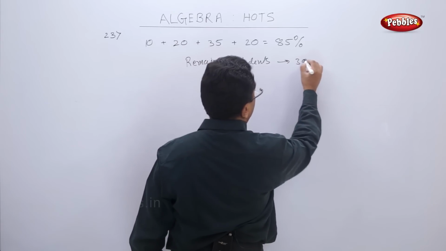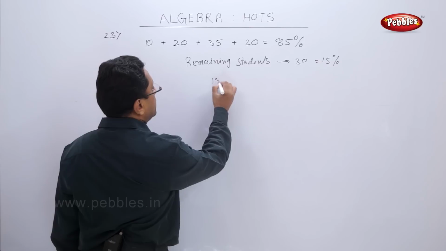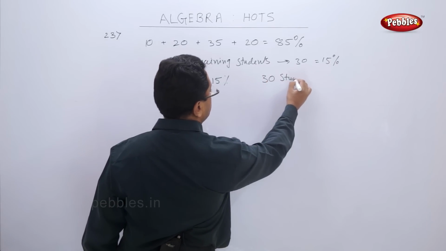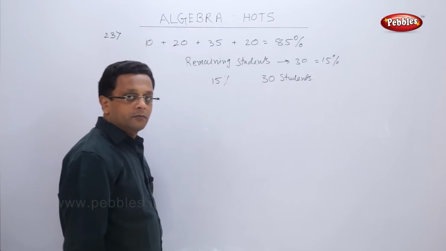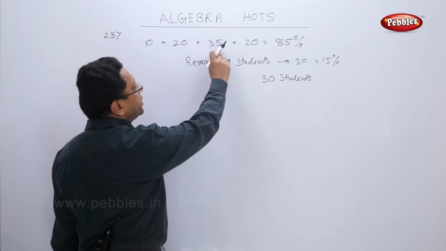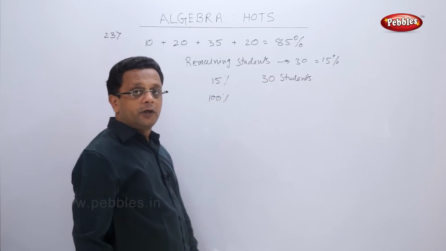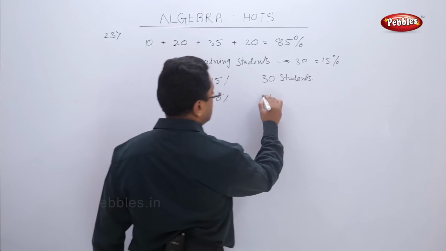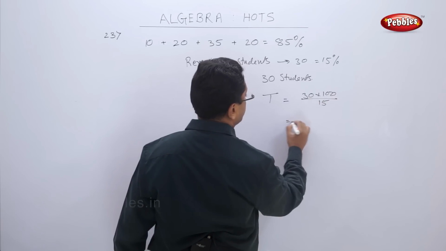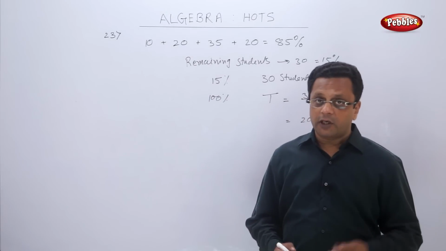Students 30 equal 15%, right? Now when 15% means 30 students, then you have to find what the 10%, 20%, 35% or 20% is, or let us first find what the 100% is. When the students are 100%, what is the total number of students? So the total number of students is 30 into 100 upon 15, that is 200. So the total number of students is 200.